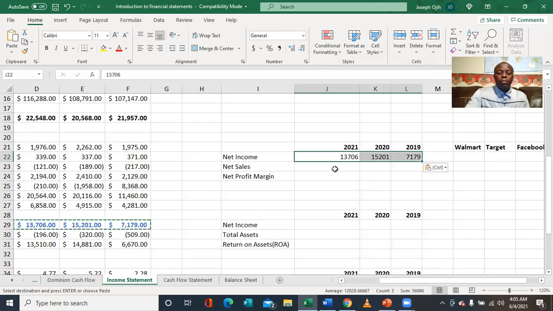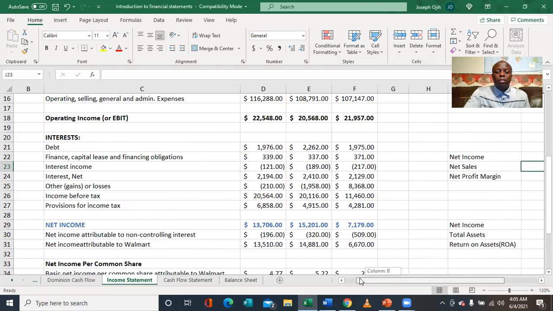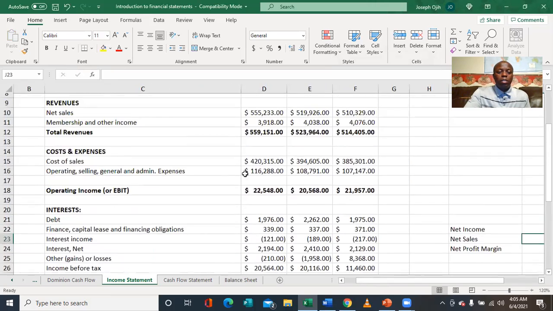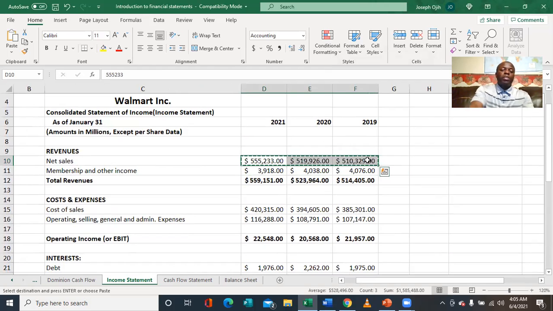Okay. The next one is net sales, which is right here. In some books, they report it as revenue, because revenue comes from sales.